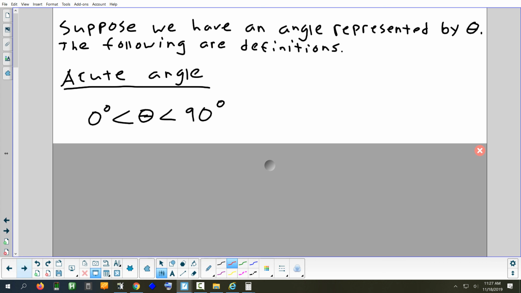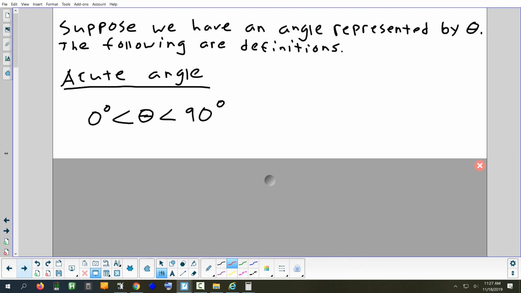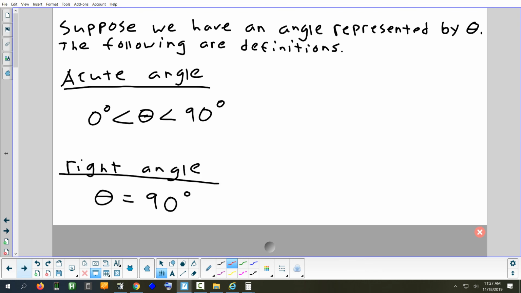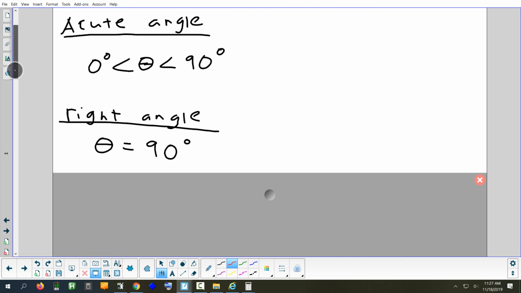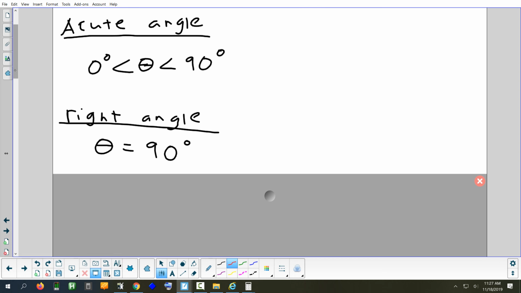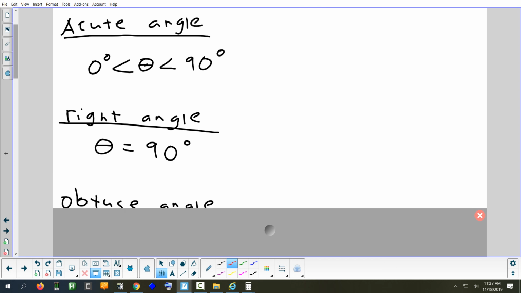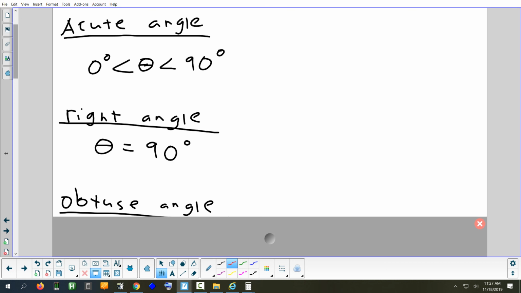So acute angles will come up all the time when we start doing right triangle trig, SOH CAH TOA, that kind of stuff. Opposite, adjacent, hypotenuse. We'll see lots of that. How about if an angle was exactly 90? Right angle. That's where you have an angle equal to 90. What's an obtuse angle? Between 90 and 180. Yep.